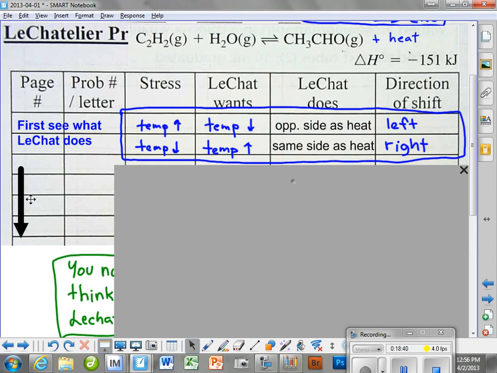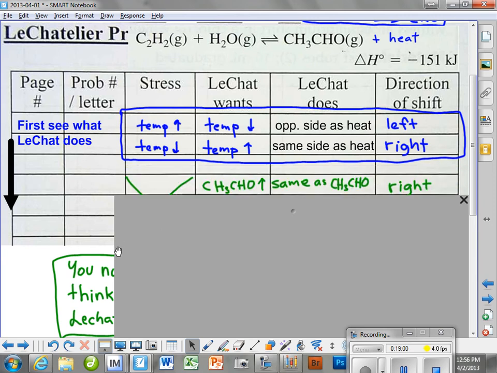So now what we do is use this set of data, this left-right, and this stress, up or down, to be able to interpret what we need to do, whether we're going to increase the temp or lower the temp, depending on what the problem is asking. So the problem is asking us to get an increase in heat. What do we do to, I'm sorry, not heat, but increase in this acetic acid, CH3CHO.